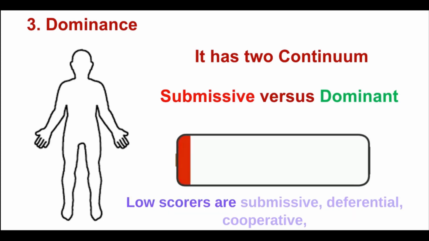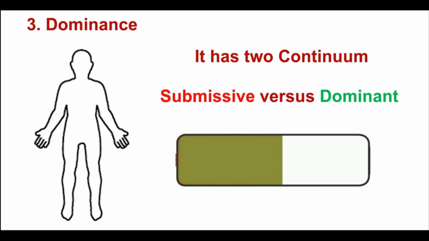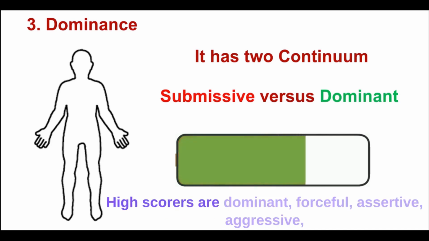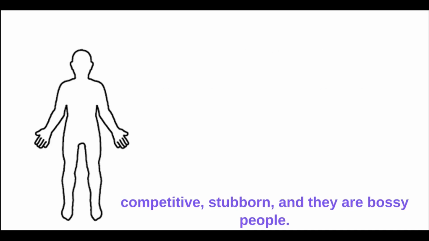Low scorers are submissive, deferential, cooperative, conflict-avoidant, humble, obedient, easily led, and accommodating. High scorers are dominant, forceful, assertive, aggressive, competitive, stubborn, and bossy people.